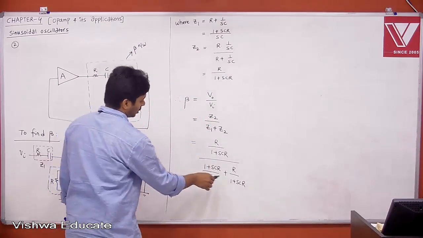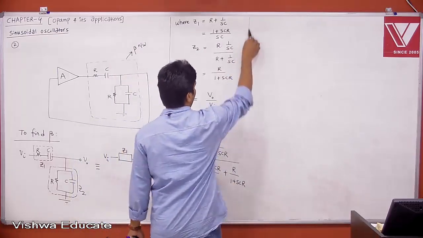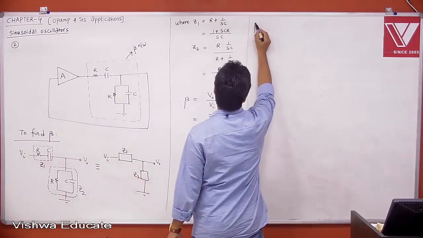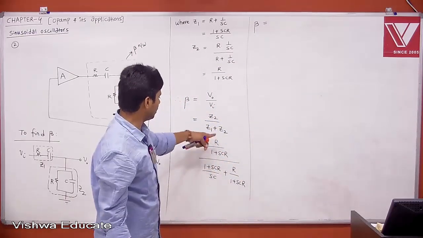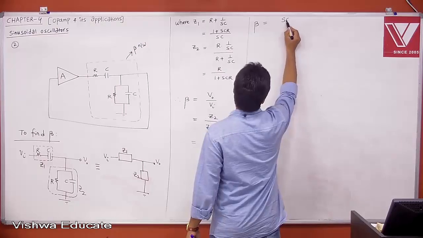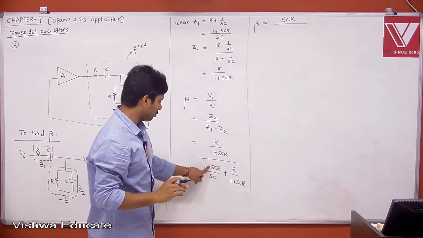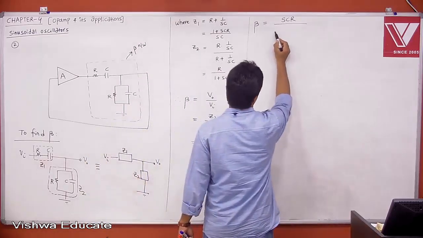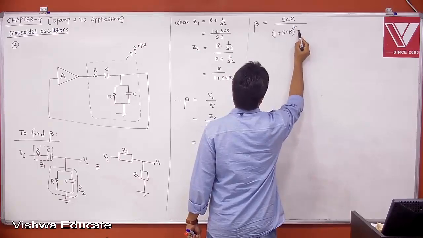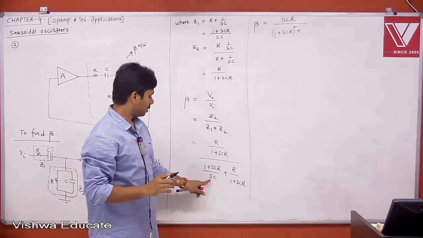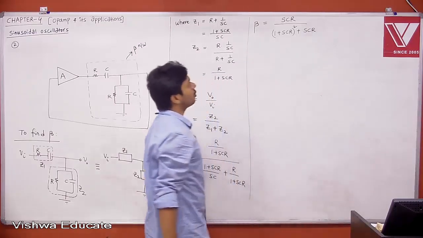Now if you take SC common, 1 plus SCR will be cancelled. Then beta is equal to, SCR will be cancelled, then this SC will go to the numerator. You will get SCR divided by, if you take the LCM, 1 plus SCR whole square plus SCR. Therefore you will get SCR. This is your beta.